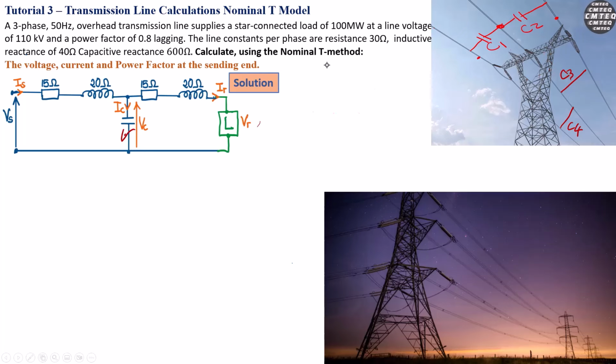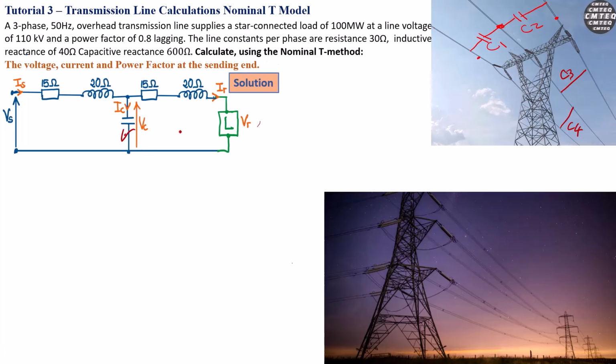Now the power at the receiving end here, that's PR, 100 megawatt, the line voltage 110 kilovolt, power factor 0.8 lagging, inductive load. Okay, now we've got a resistance per phase here, 30 ohm, and 40 ohm, and these capacitances, the lumped capacitors at the midpoint here. Now we need to calculate the voltage, current, and the power factor at the sending end.